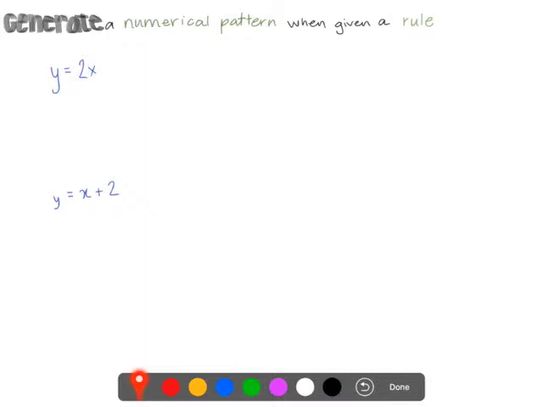A rule is usually given as an equation. And in this rule, we have y equals 2x. What we're basically saying with this rule is that whatever x is, we're going to multiply that value by 2 and then get a value for y. And so this is generally illustrated in a table that has both x and y values.